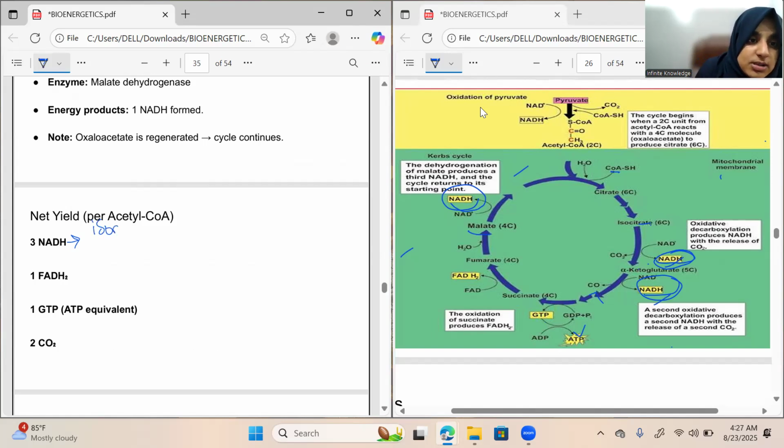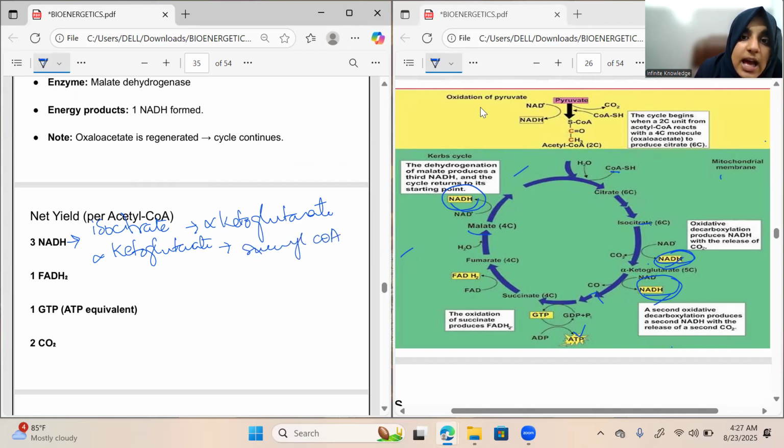First is isocitrate converting into alpha ketoglutarate. The second one is when alpha ketoglutarate converts into succinyl CoA. And the third one is when malate is converted into oxaloacetate. They're going to ask you where FADH2 is produced. Since we remember that F means fumarate, it means that FADH2 is produced when succinate is converted into fumarate.